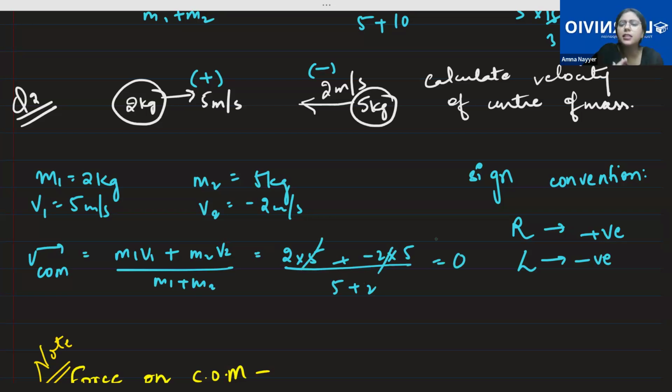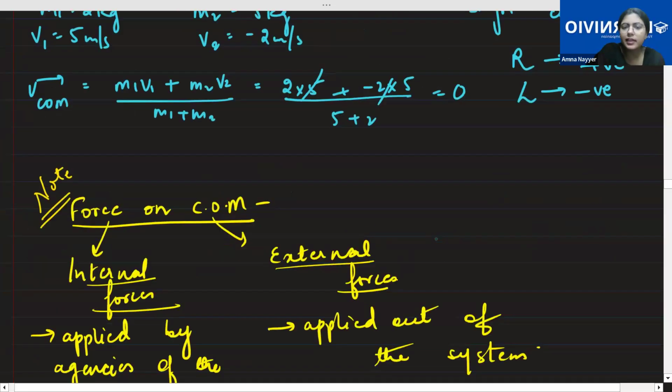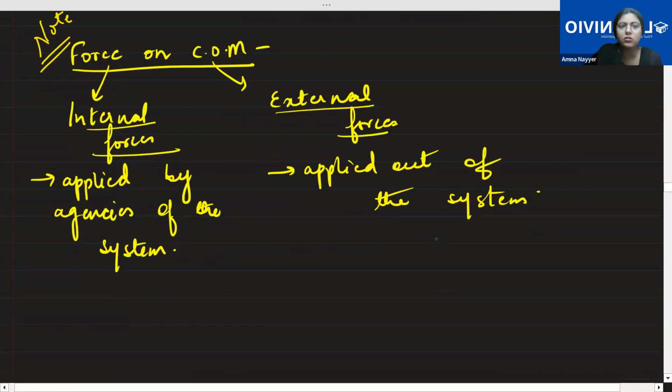It can be anything. In this case, it is coming 0. This is not a standardized answer. You can write this later. First, let me just discuss a few more points with you.